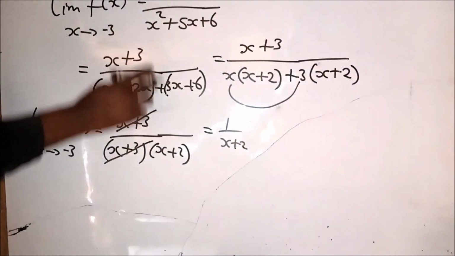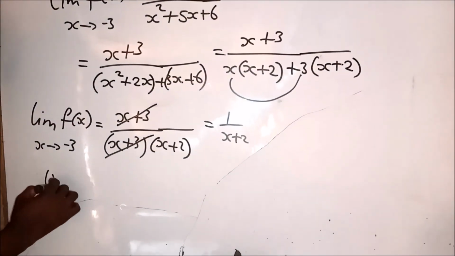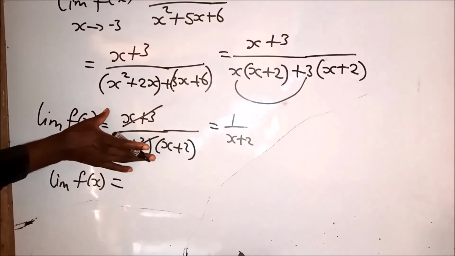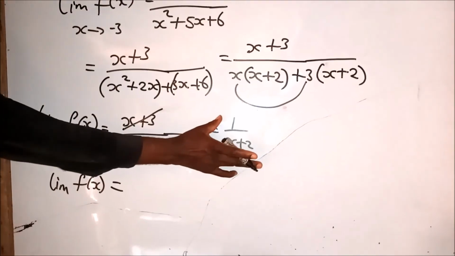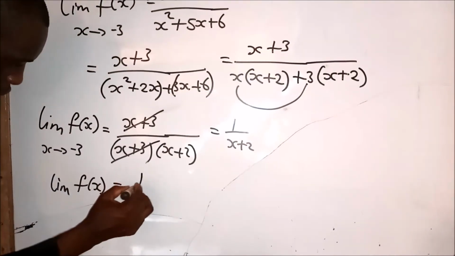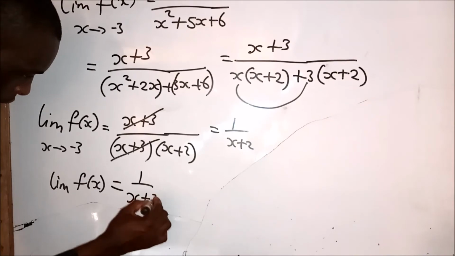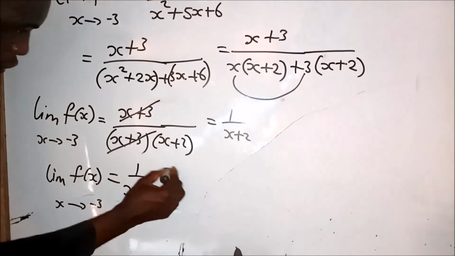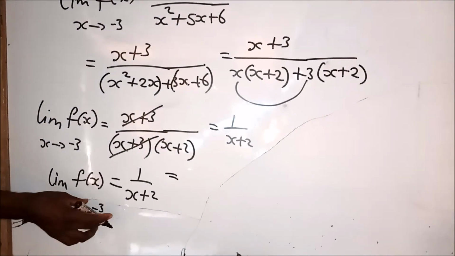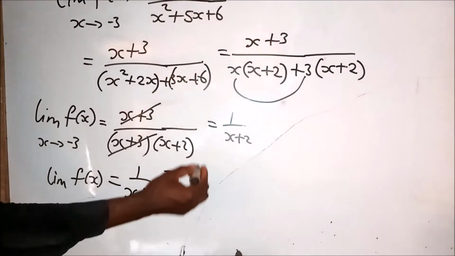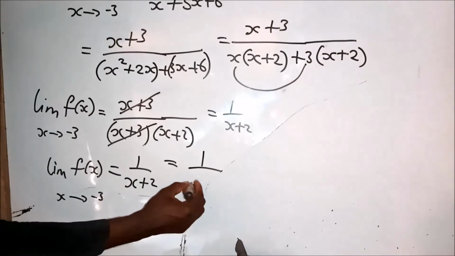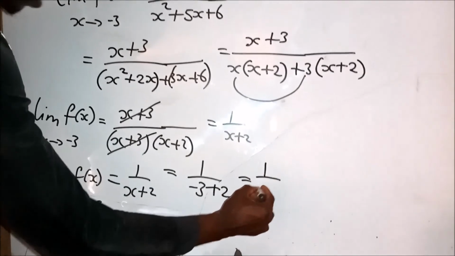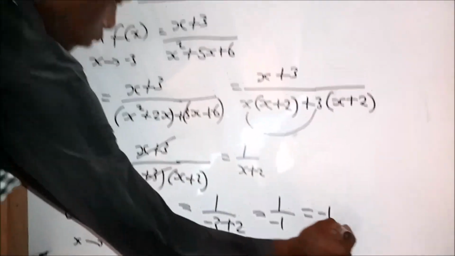So what we are trying to find now is the limit of f of x. The f of x has reduced from this form to 1 over x plus 2. So we will now have 1 over x plus 2 as x approaches minus 3. So when we substitute, we are now going to substitute minus 3 for x here to give us 1 over minus 3 plus 2, to give us 1 over minus 1, which is minus 1.